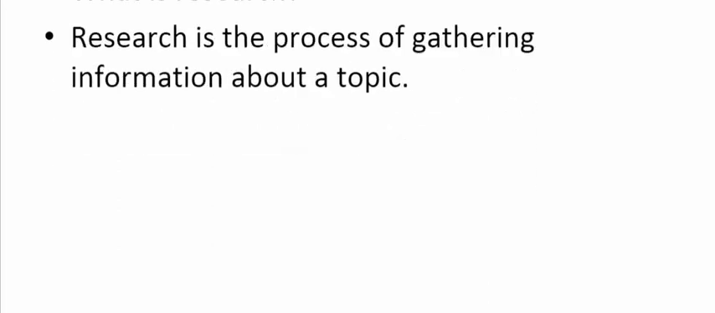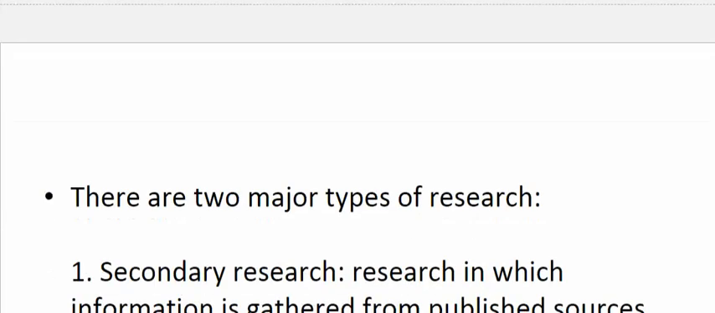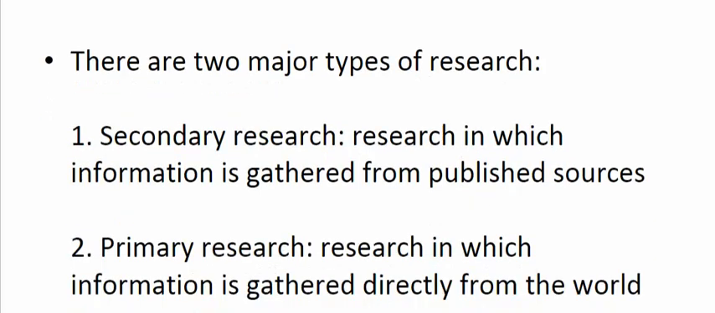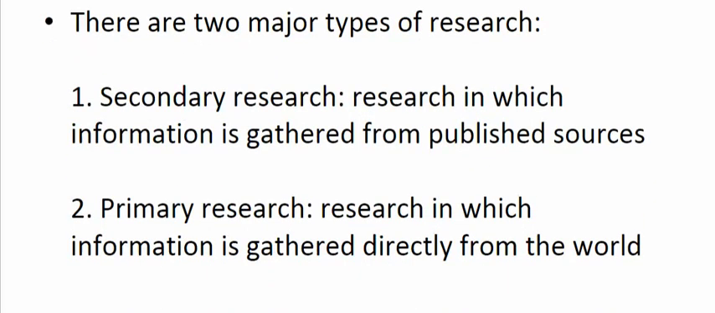Now let's talk about the two major types of research, or the two most broad categories of research. The two major types of research are secondary and primary research. Let's go through them one at a time. Secondary research is research in which information is gathered from published sources. So anytime a person gathers information from a published source, like a textbook, or an article, or a website, the person is doing secondary research.